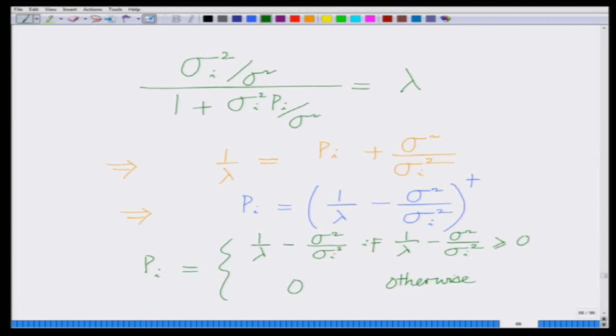which achieves the capacity of this MIMO wireless communication system, is given as Pi equals 1 over lambda minus sigma square divided by sigma I square, whole superscript the plus, which basically says that Pi is equal to 1 over lambda minus sigma square divided by sigma I square if that quantity is greater than or equal to 0, and Pi is equal to 0 otherwise, that is the power Pi is equal to 0 if 1 over lambda minus sigma square divided by sigma I square is less than 0.